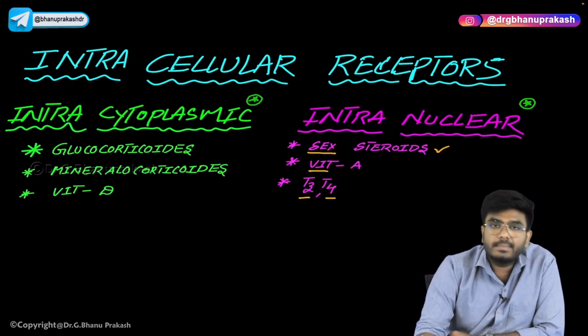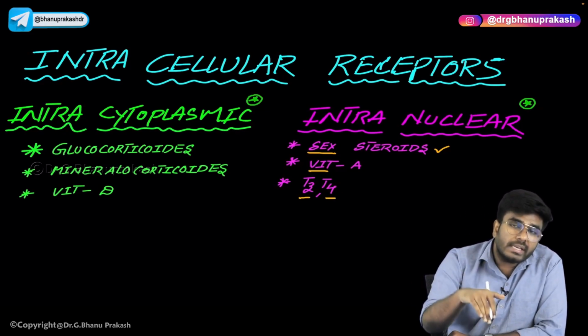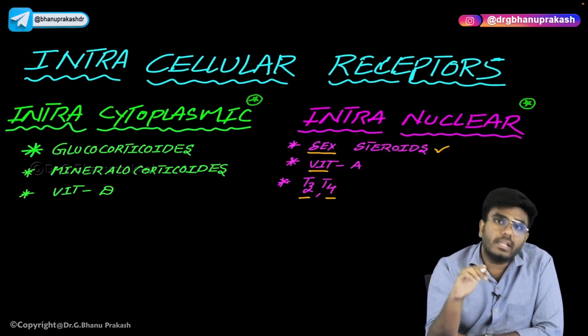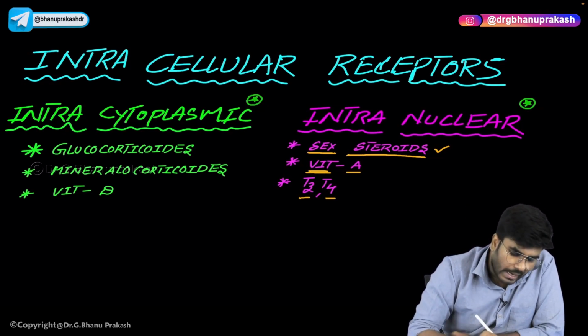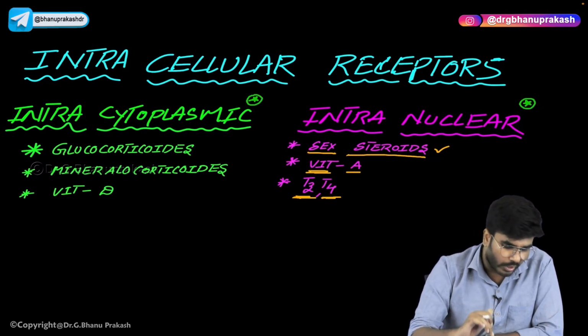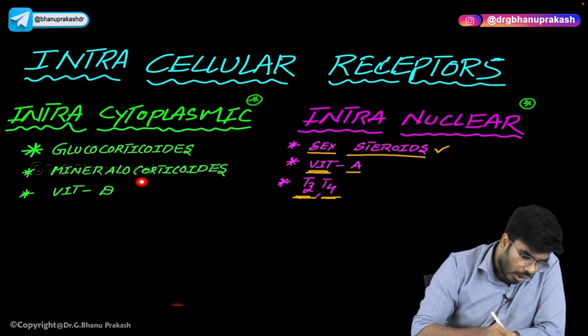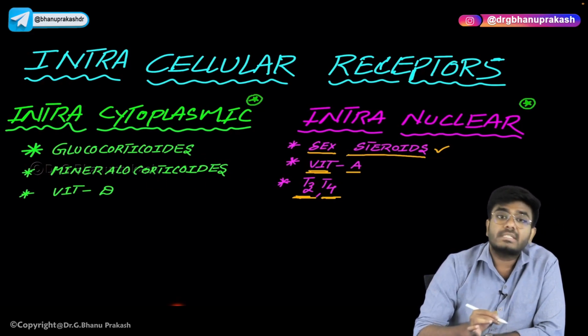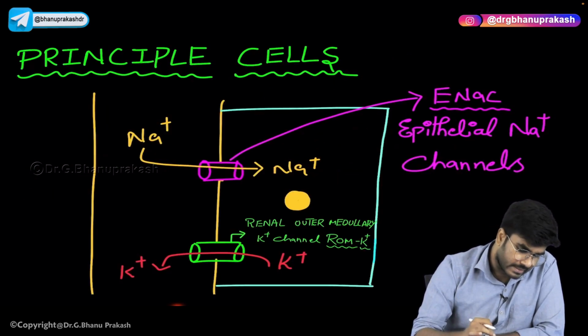Sex steroids, so testosterone, estrogen, can enter into the cell, they can even enter into the nucleus, and the receptor for these hormones is present inside the nucleus. So sex steroids have intranuclear receptors, vitamin A has an intranuclear receptor, and T3, T4, the thyroid hormones, also have intranuclear receptors. Keep this point in mind. Why we are discussing all this is because of this component. Mineralocorticoid, aldosterone, crosses the cell membrane, it has an intracellular receptor, and more specifically an intracytoplasmic receptor.